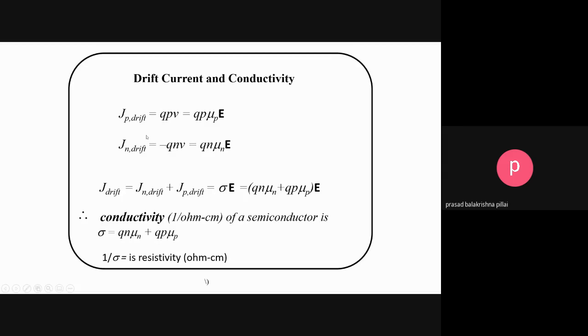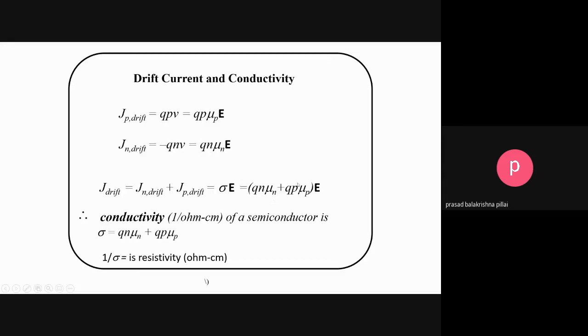But the conventional current will be the same. This electron will be moving opposite to the electric field, and holes will be moving in this direction. So the total drift current in a typical semiconductor where both electrons and holes are there, you have this equation: the contribution due to electrons and the contribution due to holes will come, and then you can write it as this. This is nothing but Ohm's law.